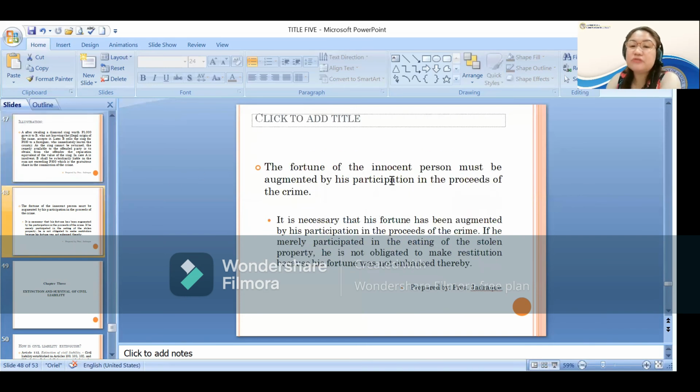The fortune of the innocent person must be augmented by his participation in the process of the crime. That is what I was telling you earlier. Is it necessary? It is necessary that his fortune has been augmented by his participation in the process of the crime. If he merely participated in the eating of the stolen property, he is not obligated to make restitution because his fortune was not enhanced thereby.